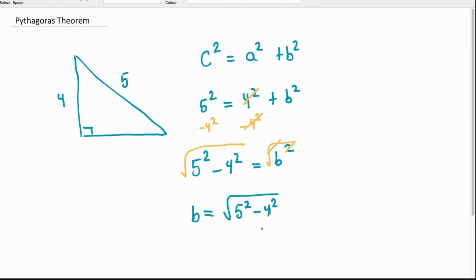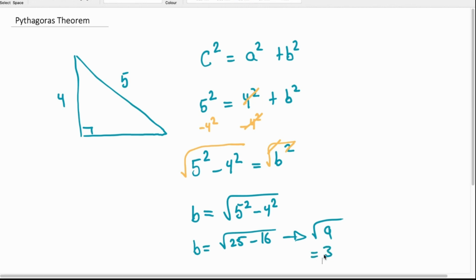And again, from here, usually you can just put this into your calculator, but let's go ahead and solve this together. So B will equal to the square root of 25 minus 16, and that means that B will equal to the square root of 9, which is equal to 3. And again, 3 is our side length. If we haven't got any units, let's just put in units over here. And that is our answer completed for solving for a shorter side length.